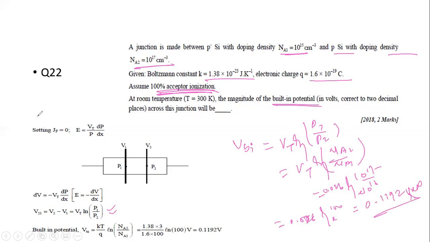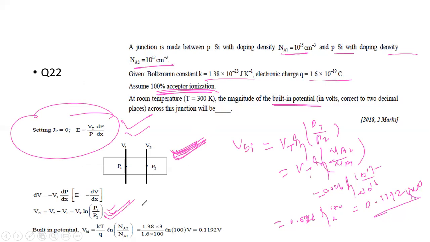So this is the basic question. I have already discussed this one, so just go through your notes. I have already derived these equations, and from these equations I have derived VBI equal to VT ln Na and Nb upon ni square.